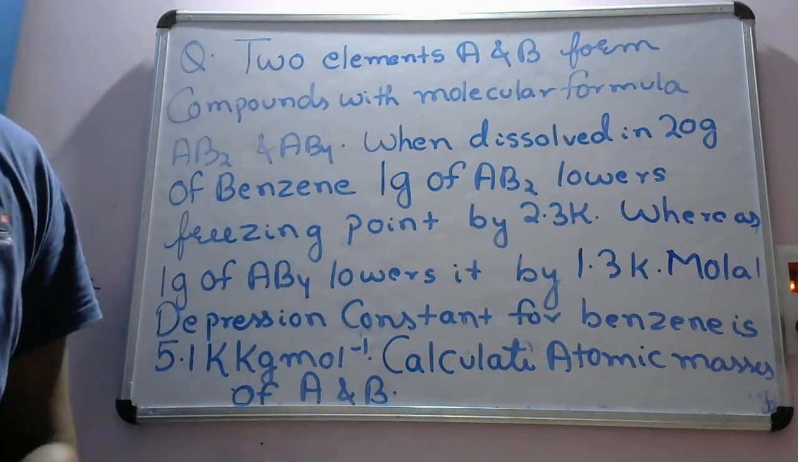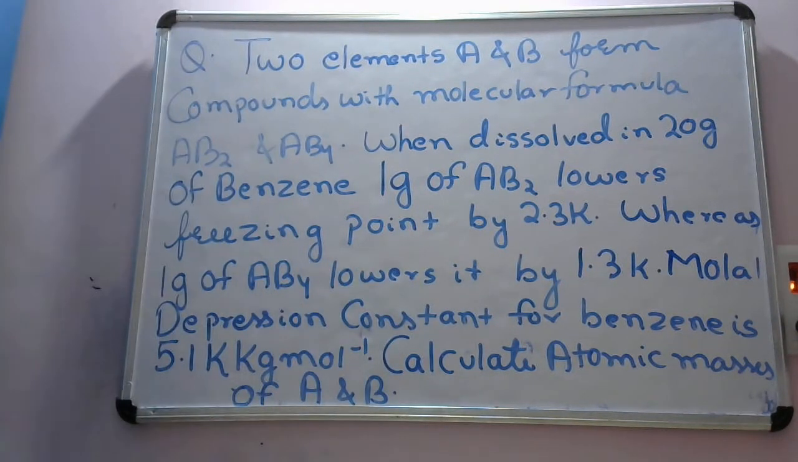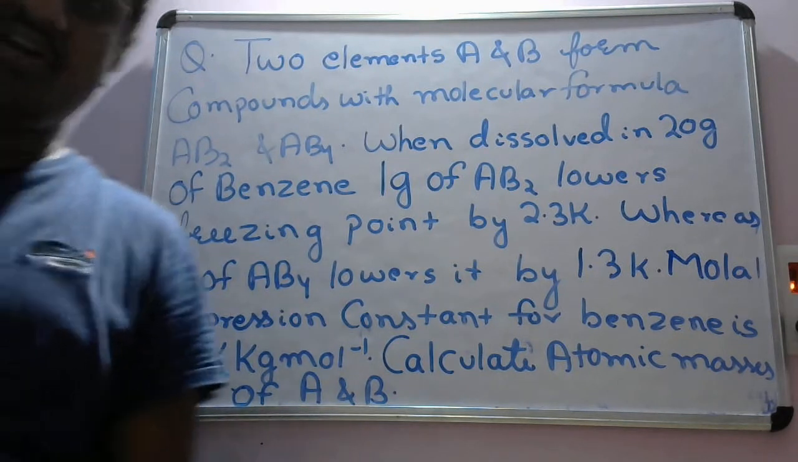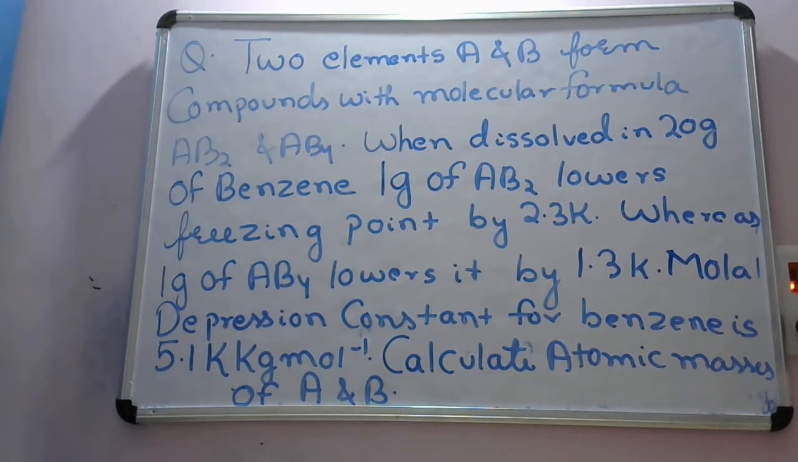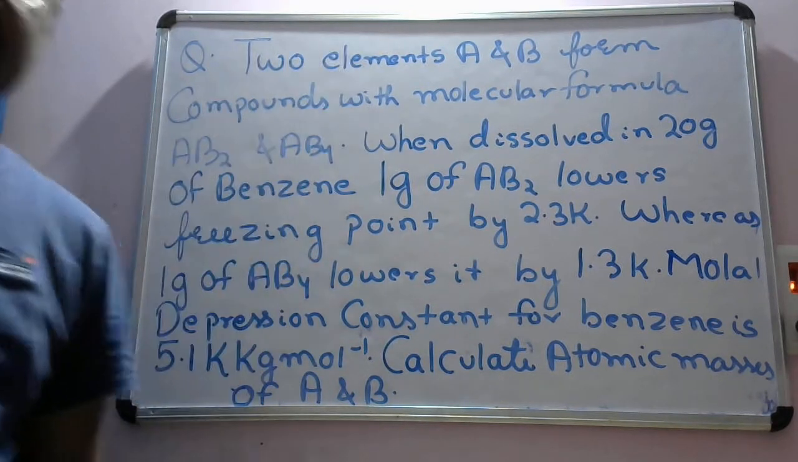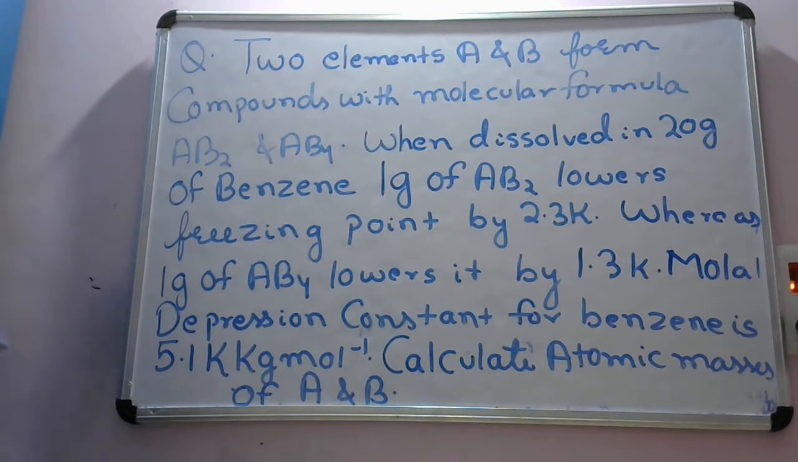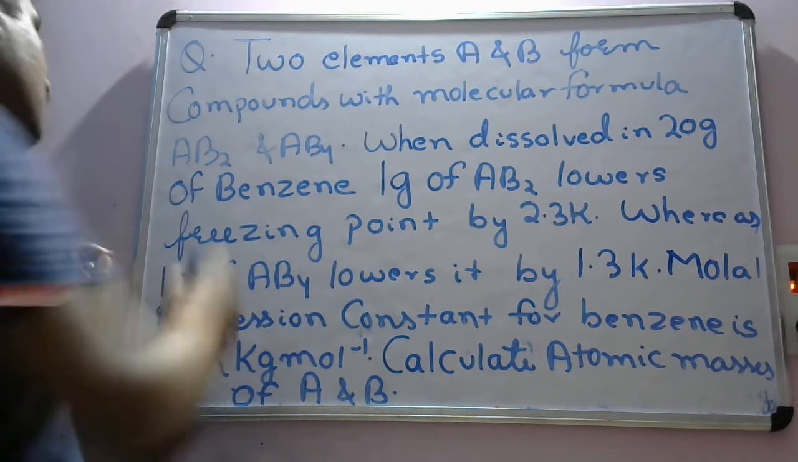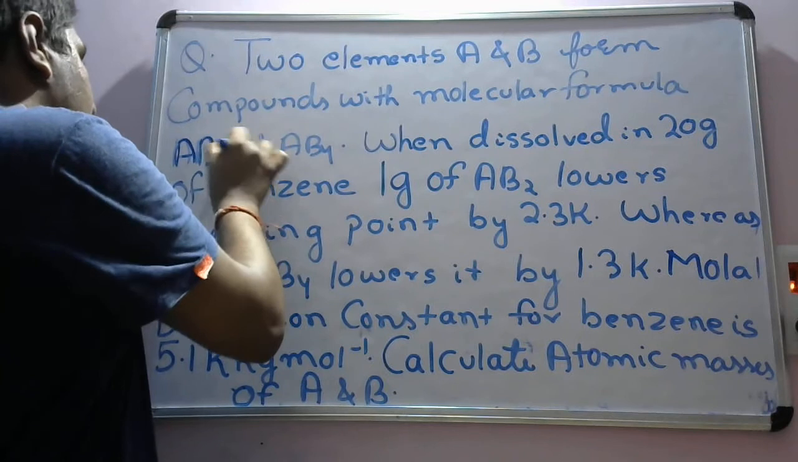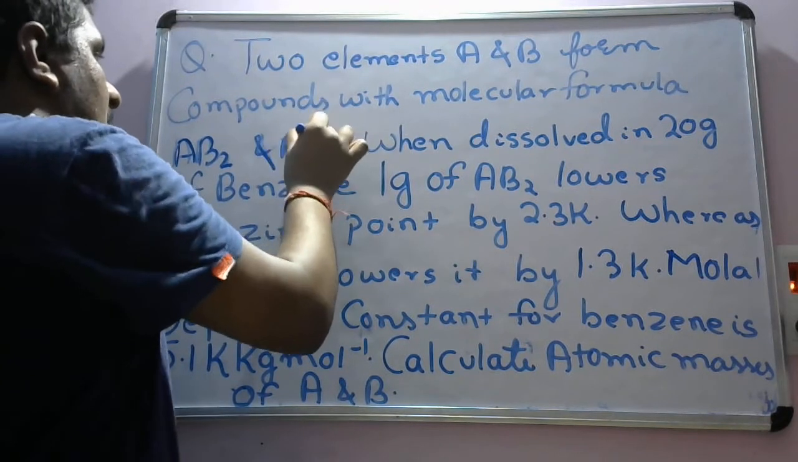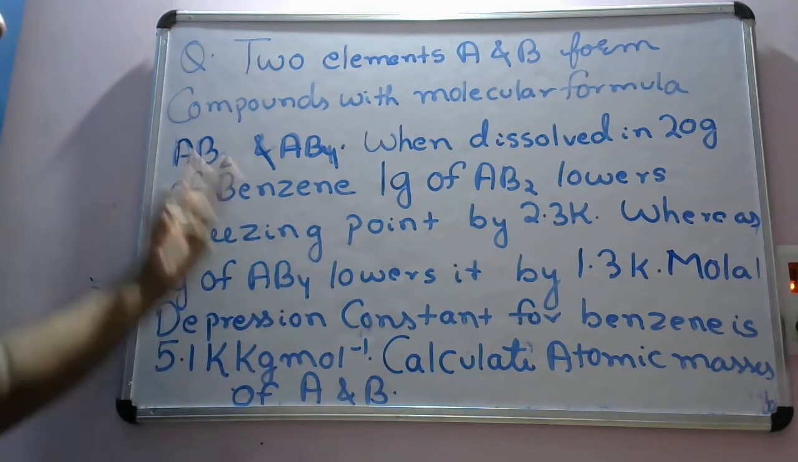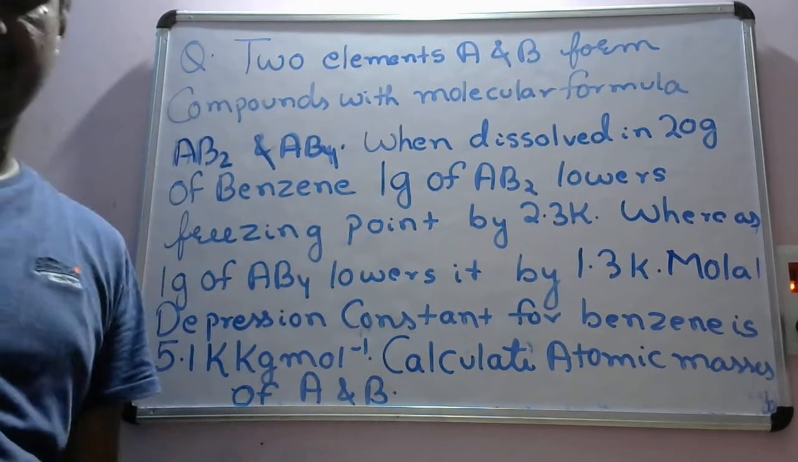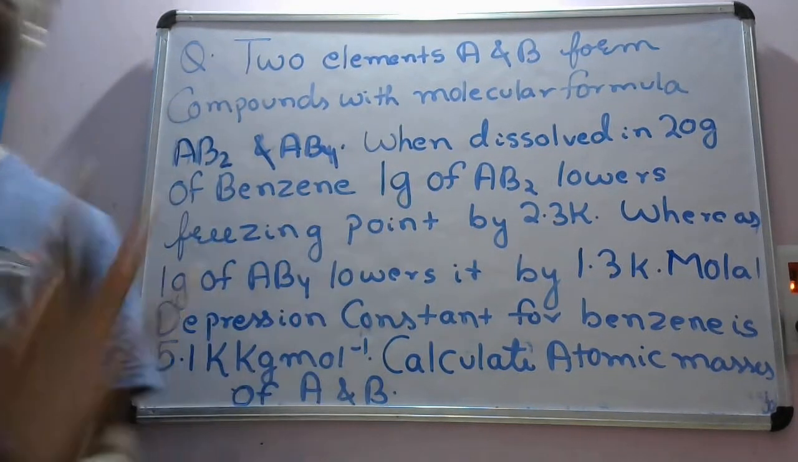Hello students. In this video we will discuss another question based on depression in freezing point, also from the NCERT textbook. The question is: there are two elements A and B forming two different compounds with molecular formula AB2 and AB4. So we have two compounds, AB2 and AB4.